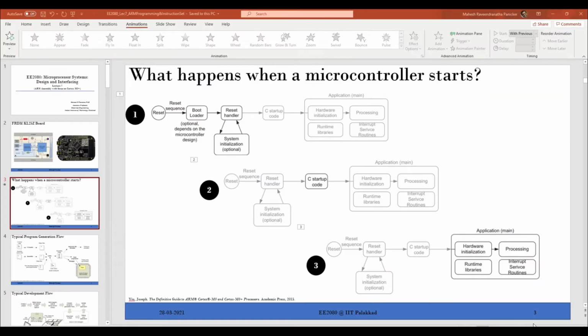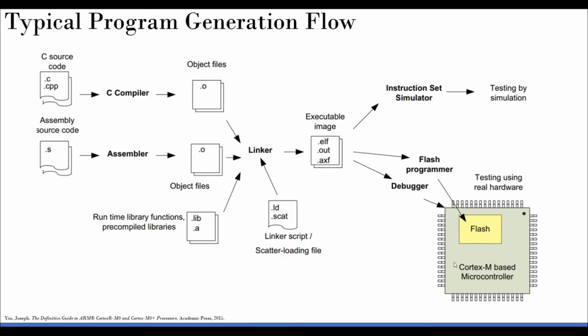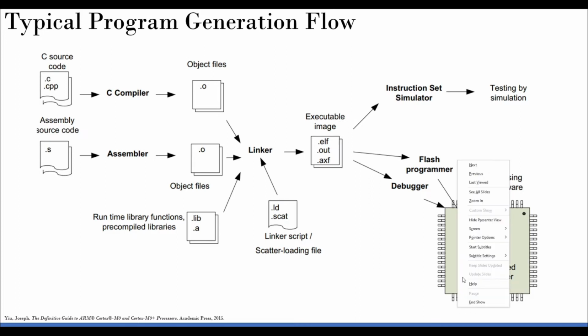Coming back, let me make it full screen again. What is a typical program generation flow? I might have written a program in C or assembly language, and I already showed you the debug, but there is a build option also where I build the code and then I can run the code on the hardware. So what is that typical program flow? This is the typical program flow, and let me explain it to you.